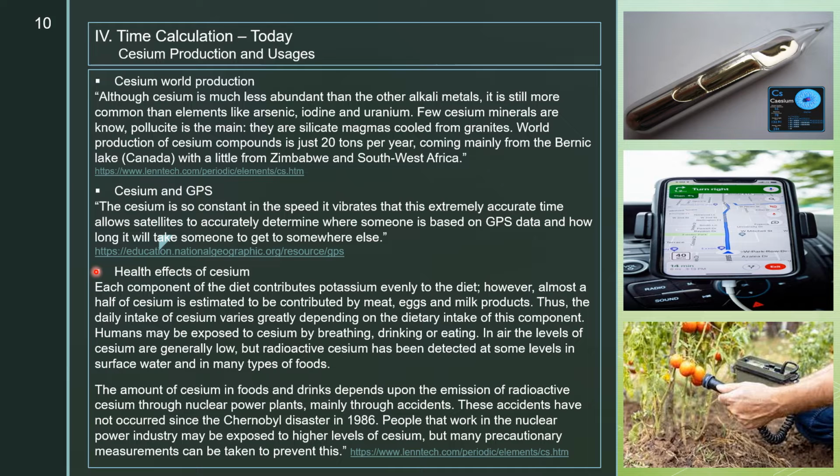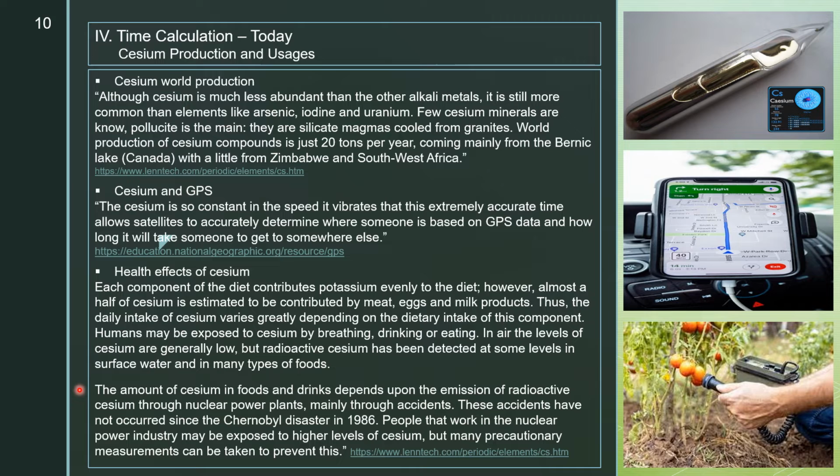Health effect of cesium. Each component of the diet contributes potassium evenly to the diet. However, almost half of cesium is estimated to be contributed by meat, eggs, and milk products. Thus, the daily intake of cesium varies greatly depending on the dietary intake of this component. Humans may be exposed to cesium by breathing, drinking, or eating. In air, the levels of cesium are generally low, but radioactive cesium has been detected at some level in surface water and in many types of foods. And these, of course, are caused because of accident, not because it's in the food naturally at that high level.